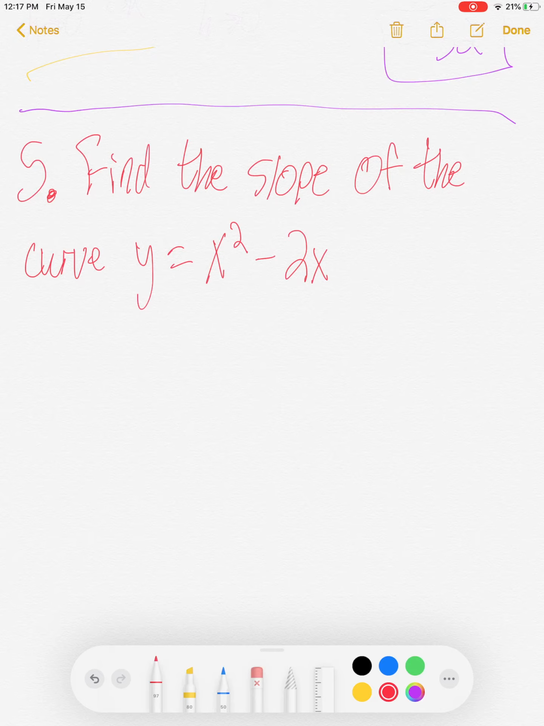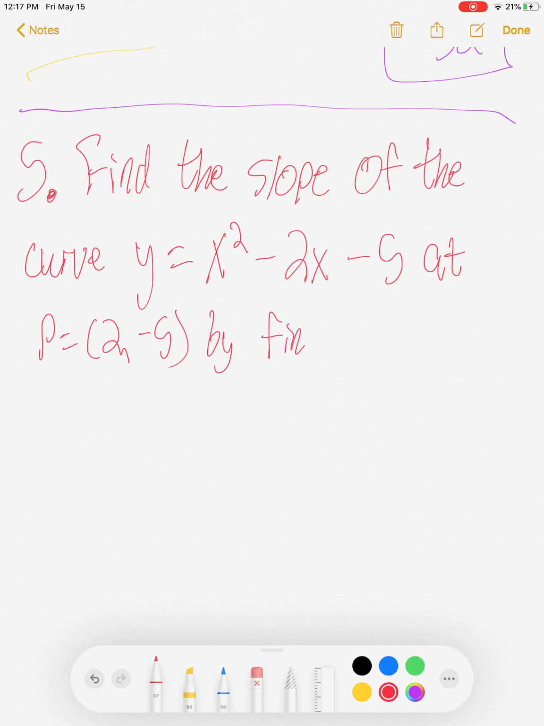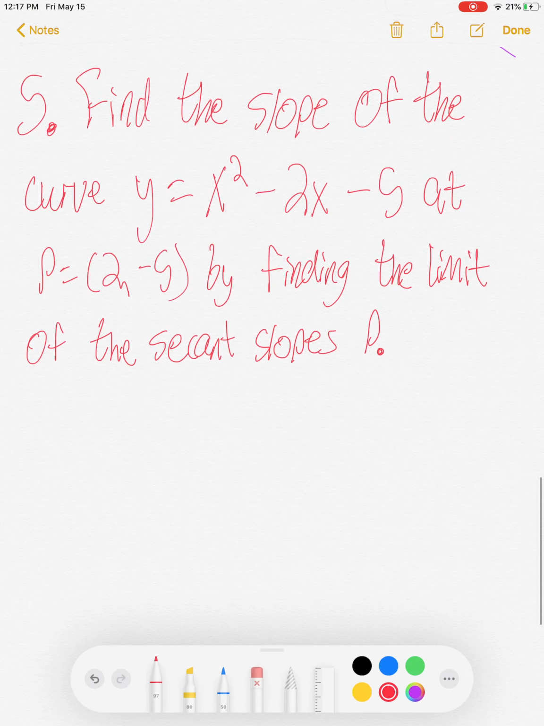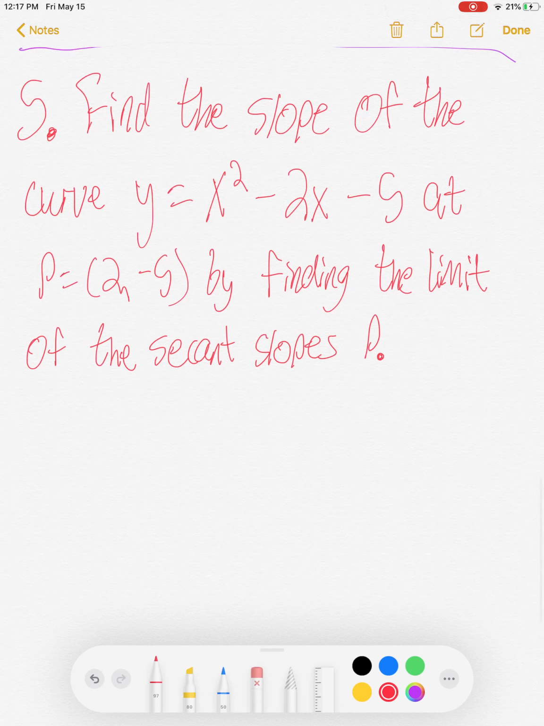y equals x squared minus 2x minus 5 at P equals (2, -5). And this time it says to do it by finding the limit of the secant slopes through P. But really, this is what we did in the previous problem. We just didn't explicitly say it that way. Okay, so find the slope of this curve through this point.